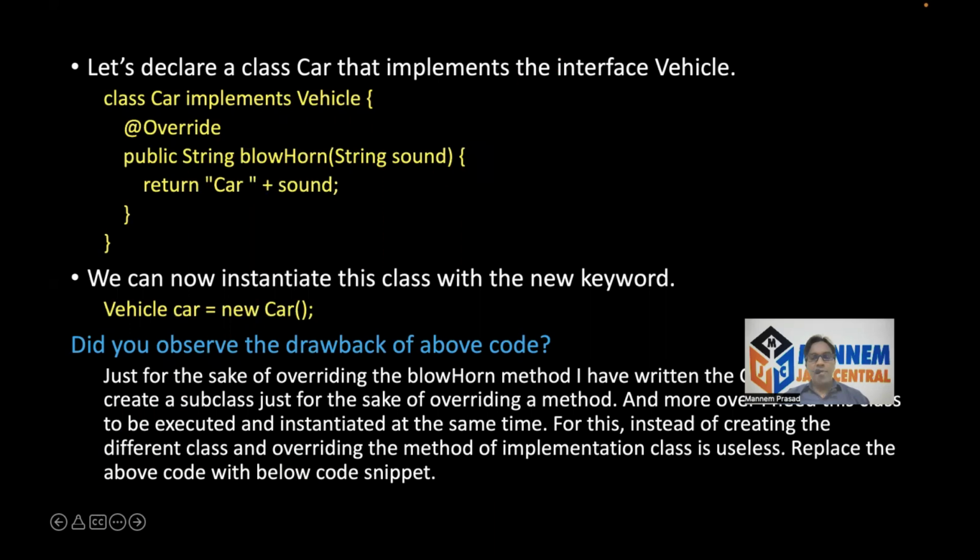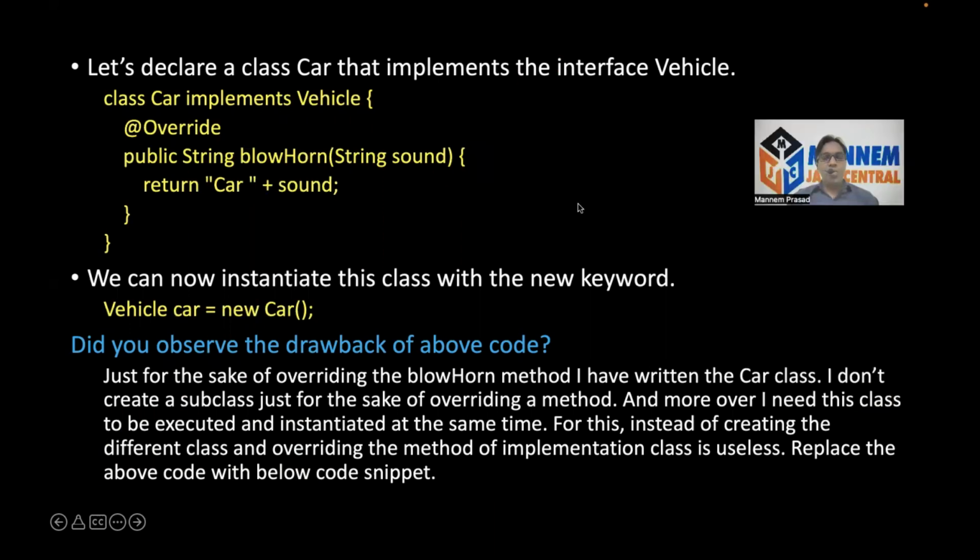Yes, I have a drawback. So what is the drawback? Just for the sake of overriding the blow horn method of the interface, I have written the car class. Apart from that, there is nothing else to write the car class for. I don't have any other advantage of writing the car class. Just only one thing is there: I need to override the blow horn method. For this, I have written the car class.